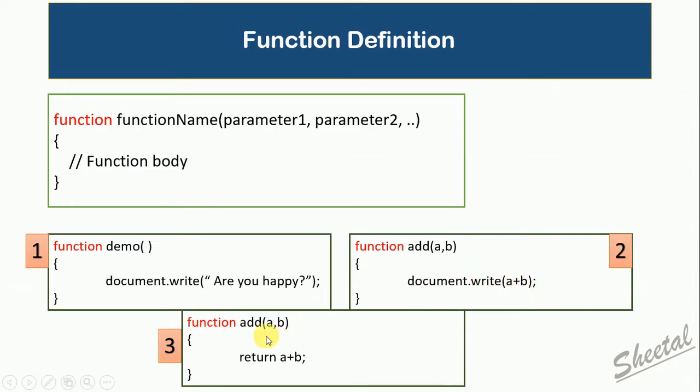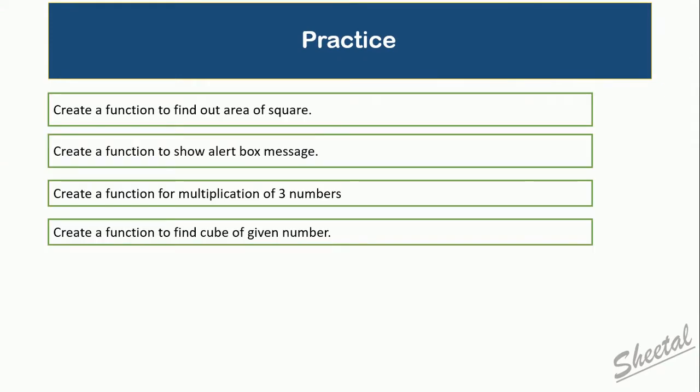In the third example, the function add takes two parameters called a and b, and the function consists of one statement that says to return addition of a and b. We will discuss more about the return statement later in this video. Create a sum function for your practice, like a function for multiplication of three numbers. Create a function to find out the area of a square. Create a function to show an alert box. So please create these functions for your practice purpose.